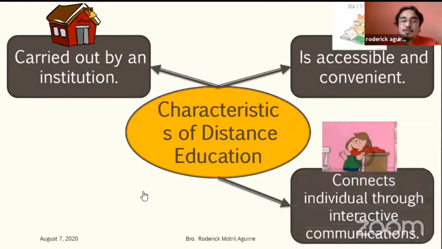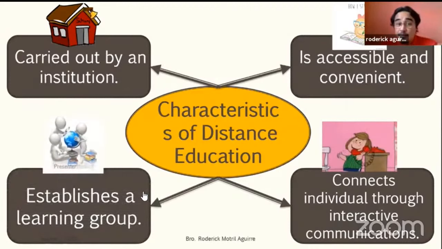Next would be connects individuals through interactive communication. That could be via the phone, the internet, or the material itself, or the printed module. Next, we have establishes a learning group. Now, one of the challenges of distance education is how to maintain the collaborative effort of our students, because we cannot minimize or diminish the power of learning through sharing of ideas among students.